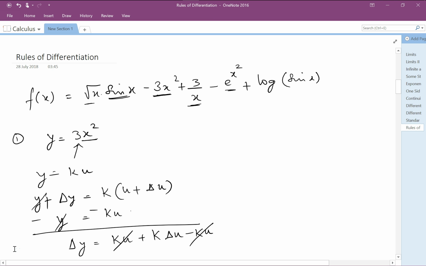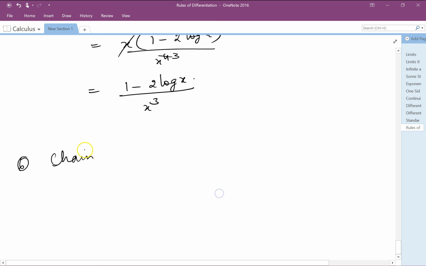Okay, we have looked at many of the rules of differentiation. Let's look at one more, what is called the chain rule.